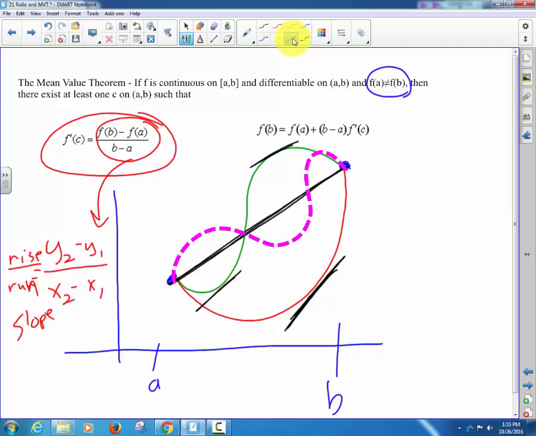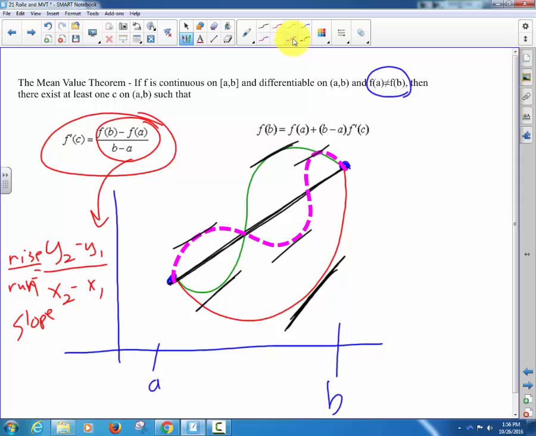I mean, if I draw something like that, there's 1, there's 2, there's 3. But there's always going to be at least one. This is called the mean value theorem. So the only difference between them, both of them are continuous, both of them are differentiable. The difference is, are the endpoints the same or are they different? If they're the same, it has to be 0. If they're different, it has to be the slope.